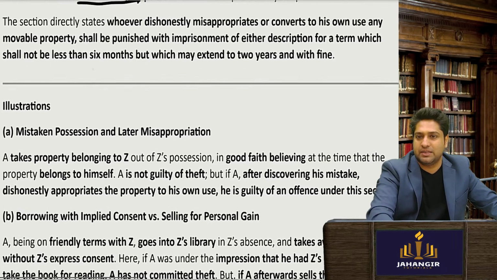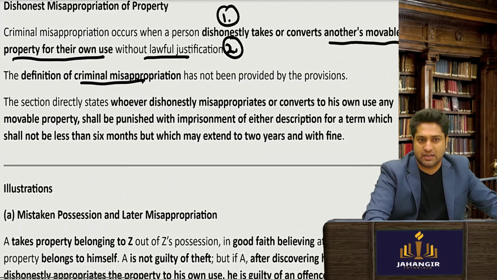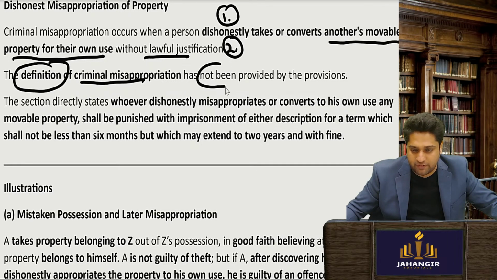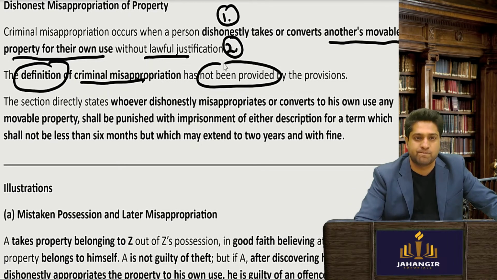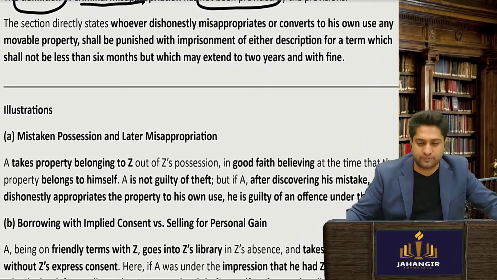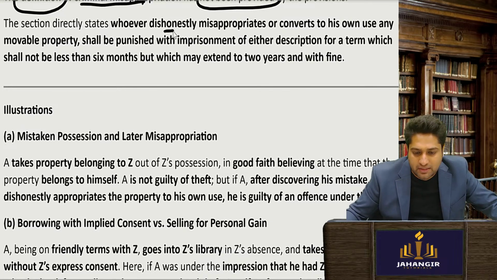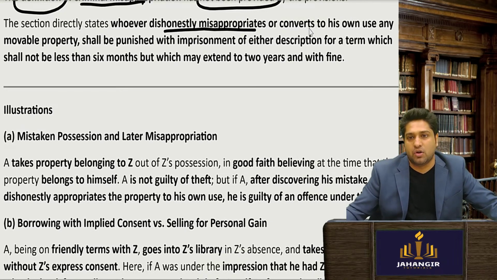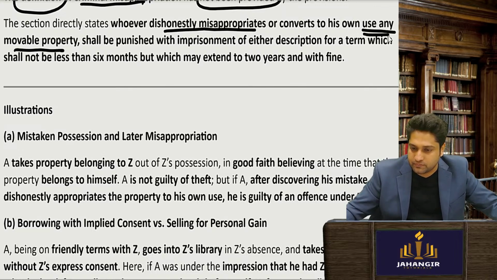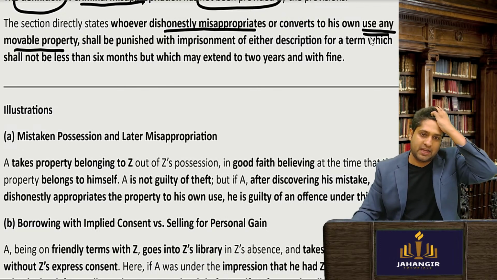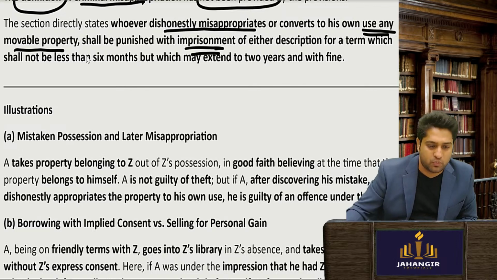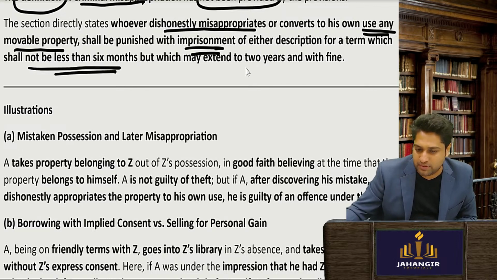I had covered this as a meaning, I just put a meaning by myself. In the act, the definition is not given. Definition is not provided under the act. Instead, sections 314 and 315 say that whoever dishonestly misappropriates or converts to his own use any movable property shall be punished with either imprisonment which may be not less than 6 months, but which may extend to 1 year.